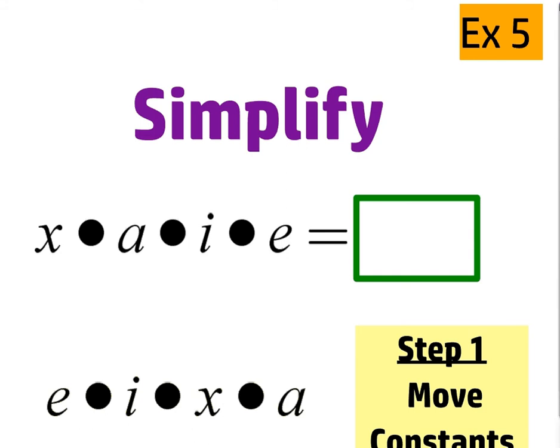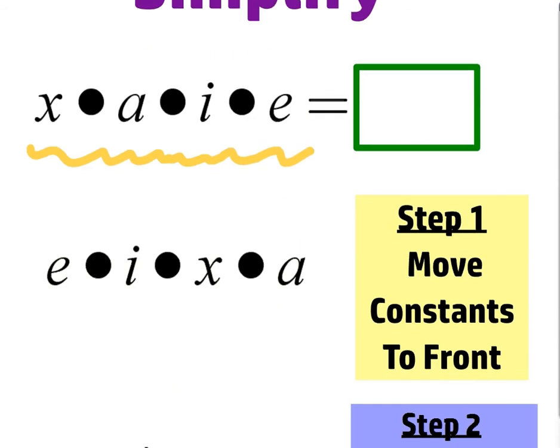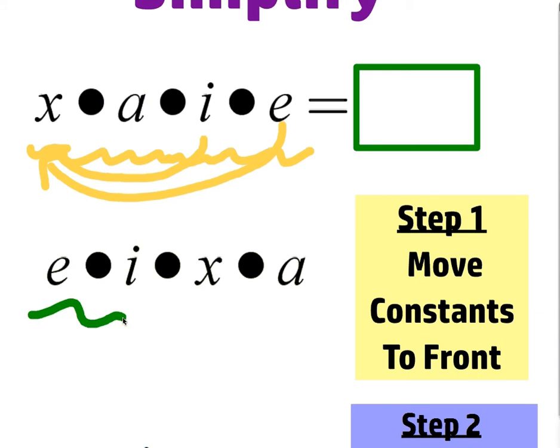Let's read this problem together. Let's use yellowish this time. X times A times I times E. So we have a bunch of variables and constants represented by letters. Go ahead and move the constants out front. Now E and I are your constants. E is 2.718 and so on, and I is the square root of negative 1. So they look like variables, but they're actually constants. Then we have the variables after that, X and A.